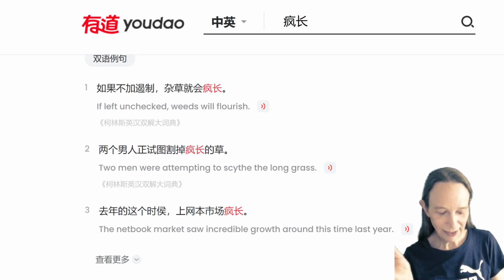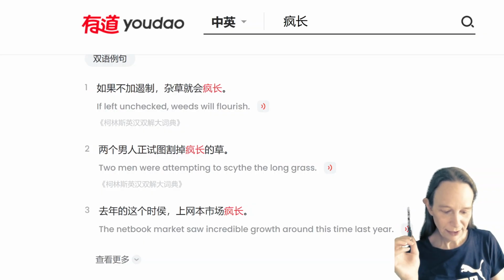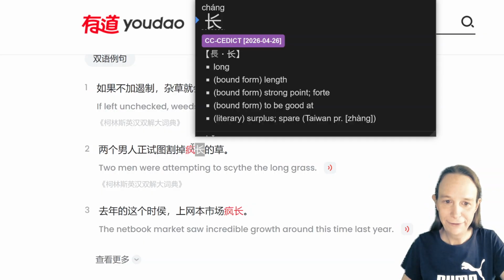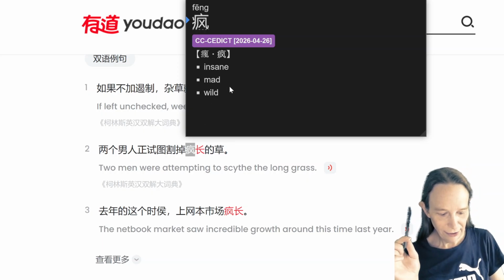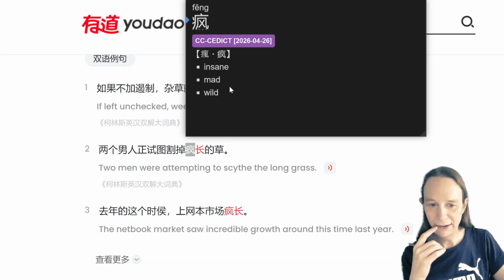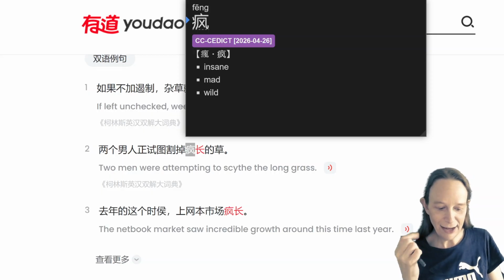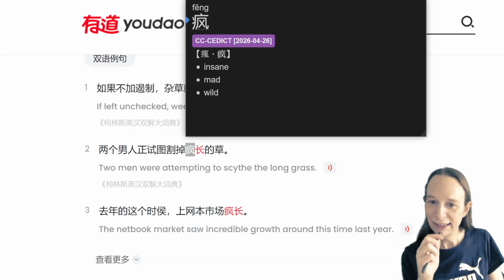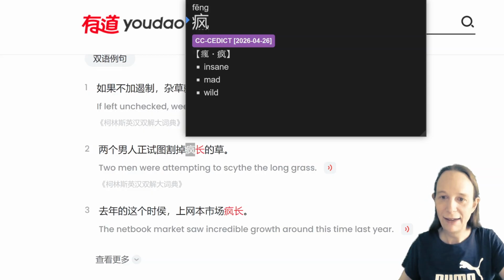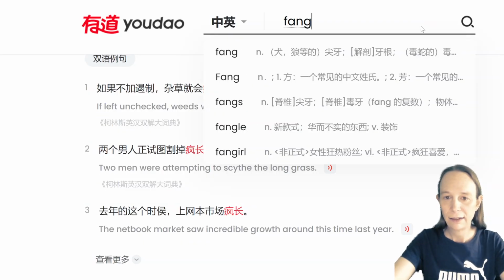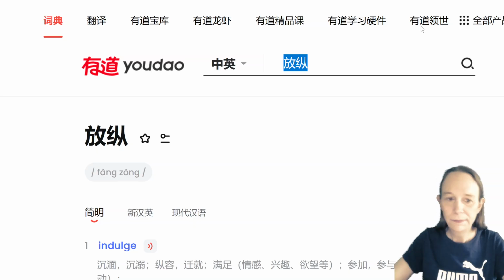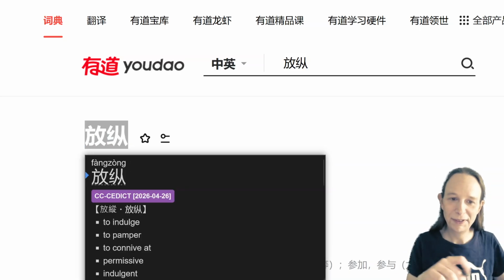Number 3. Adjective. So we're doing 风. 形容放纵不受约束. So we're talking about someone who is unrestrained and like 放纵. How would I define that? 放纵. Indulgent.